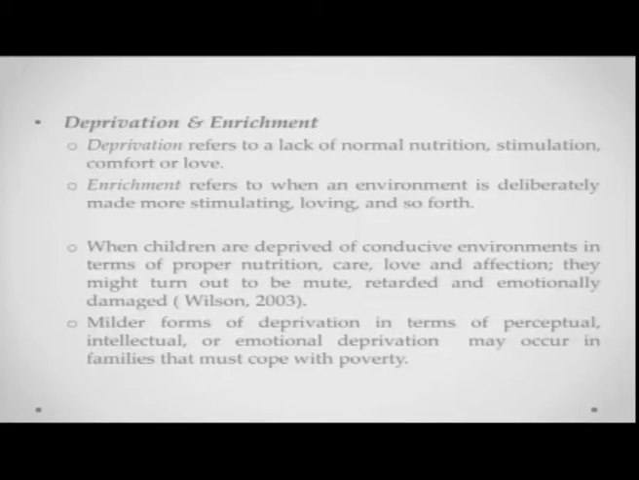And these things have consequences. When children are deprived of conducive environments in terms of proper nutrition, care, love and affection, they might turn out to be mute, retarded and emotionally damaged. So it's highly challenging, and highly important, that the right kind of stimulation be provided to the child, the best kind of nutrition be provided to the child, and also the kind of social environment, the caring, love and affection that the child needs during its formative years.